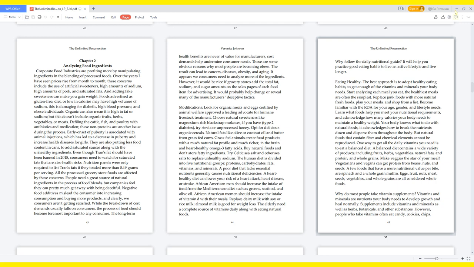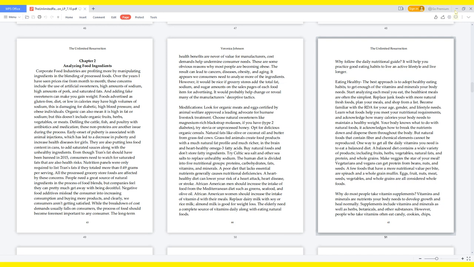And adding fake sweeteners can make you gain weight. Foods advertised as gluten-free, diet, or low in calories may have high volumes of sodium. This is damaging for diabetic, high blood pressure, and obese individuals. Organic can also mean it is high in fat or sodium, but this doesn't include organic fruits, herbs, vegetables, or meats.